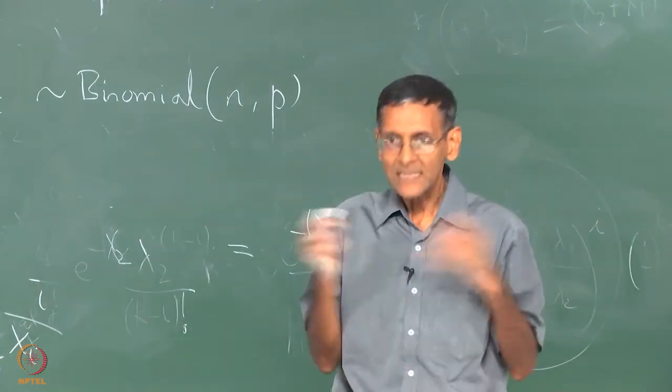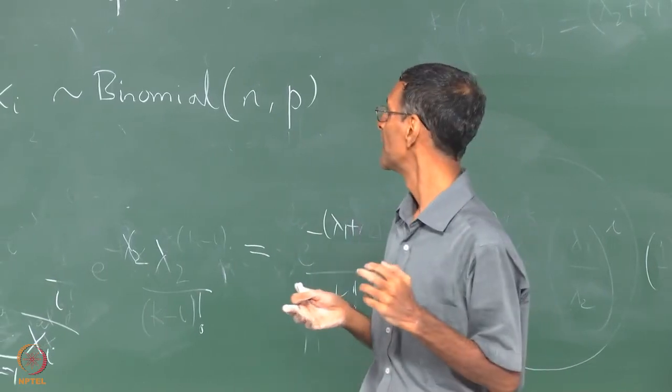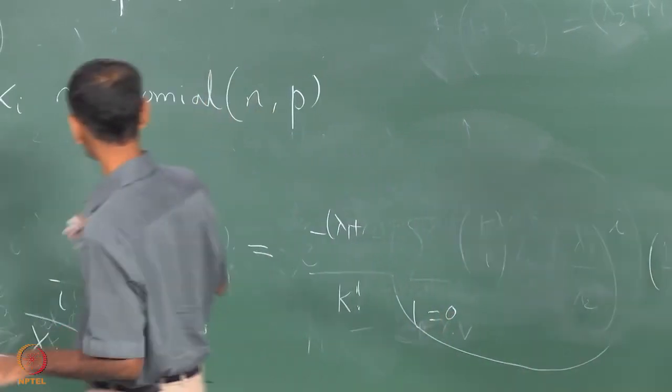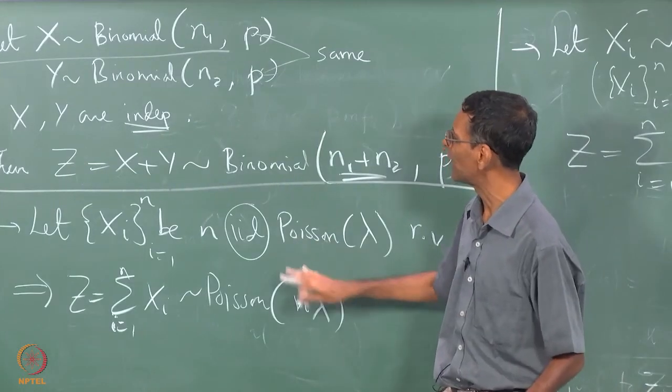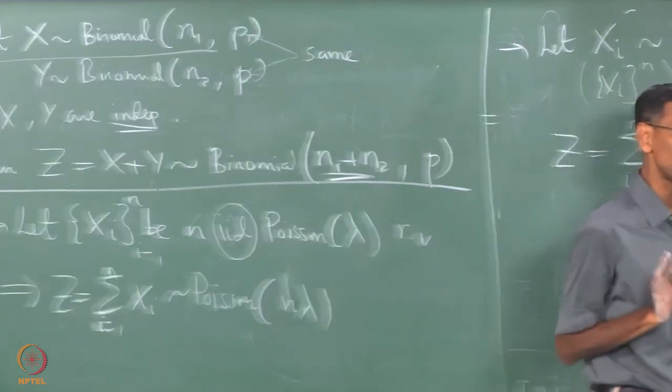For Poisson it stays as Poisson. Of course the binomial case is more intuitive to see; this is somewhat less intuitive to see, where what is the sequence of experiments that you have with n IID Poissons. That is a different issue, I do not want to get into that.